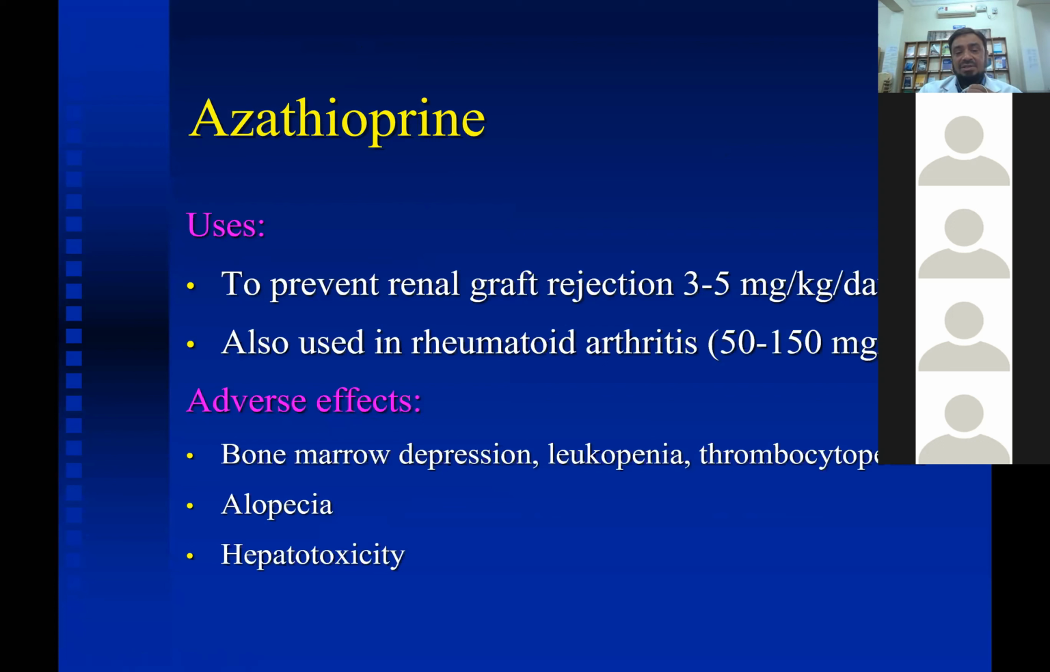Azathioprine is used for renal graft rejection, and also it can be used for rheumatoid arthritis. Adverse effects, just like the cytotoxic drugs, include bone marrow depression, alopecia, and it can also cause hepatotoxicity. Azathioprine can be combined with other drugs, like glucocorticoids, for the treatment of renal graft rejection.